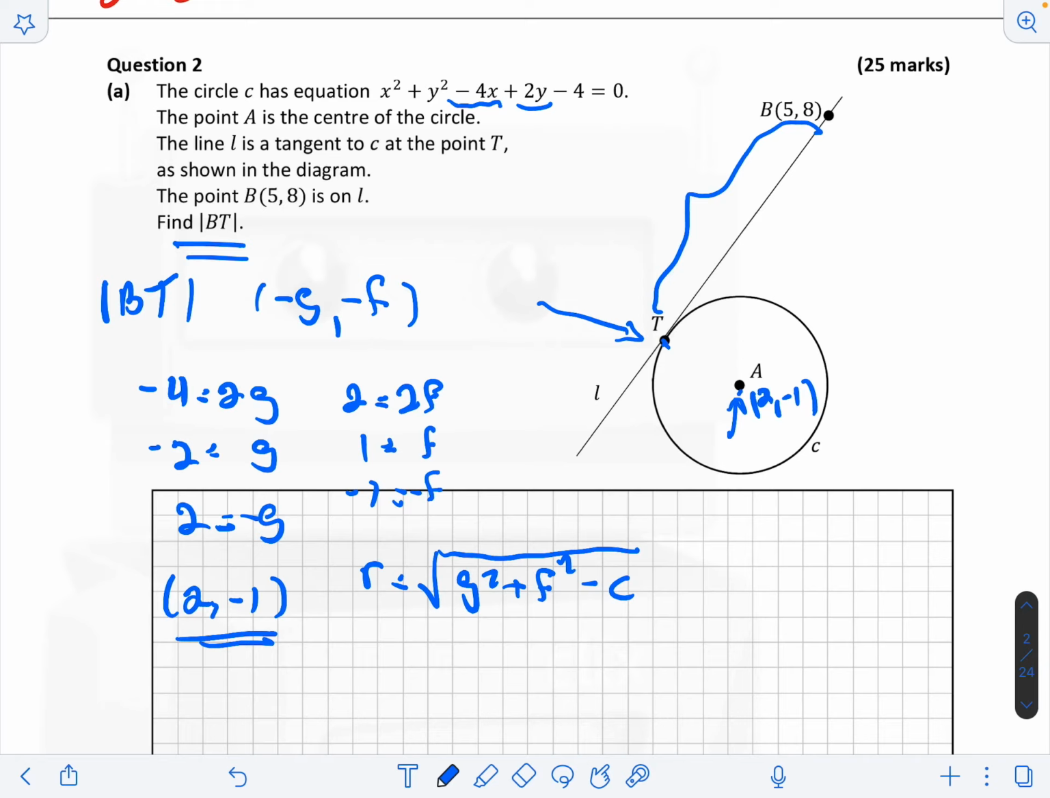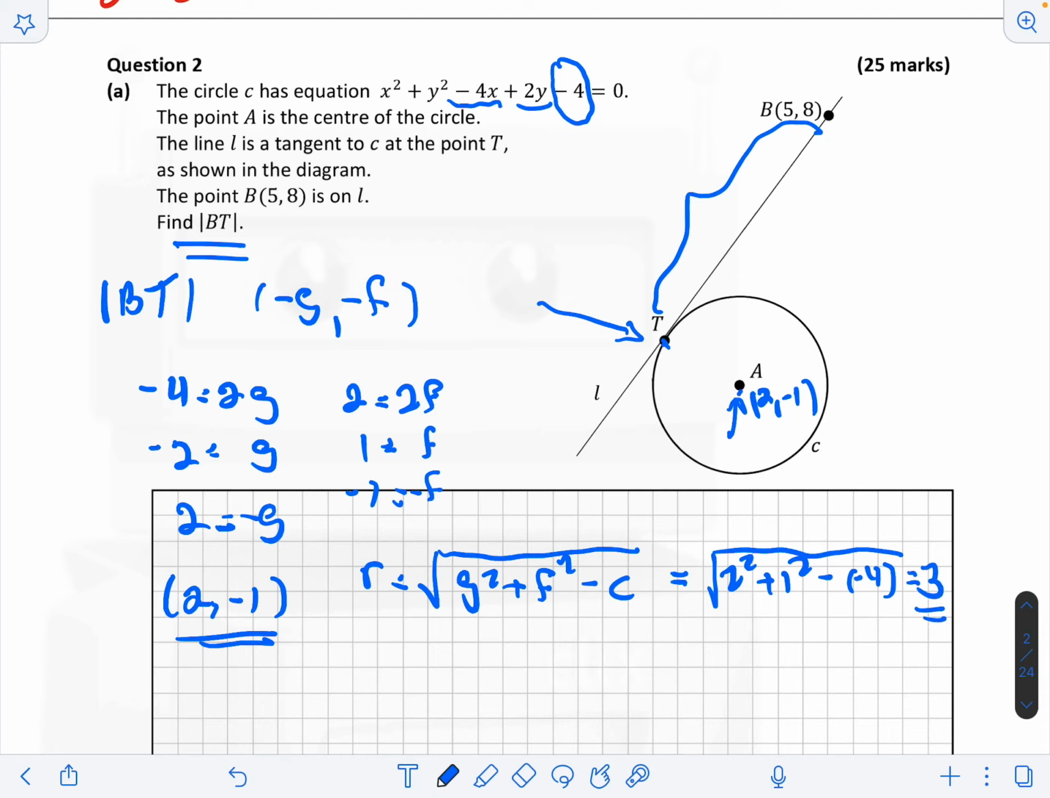So the square root of 2 squared plus 1 squared minus c. And c is the number that stands here. So it's minus minus 4, so minus minus 4 is plus 4. 4 and 4 and 1. Square root comes out 3. That means our radius is 3.